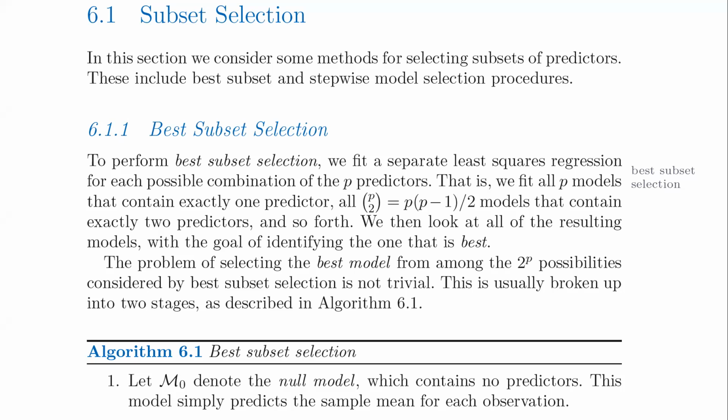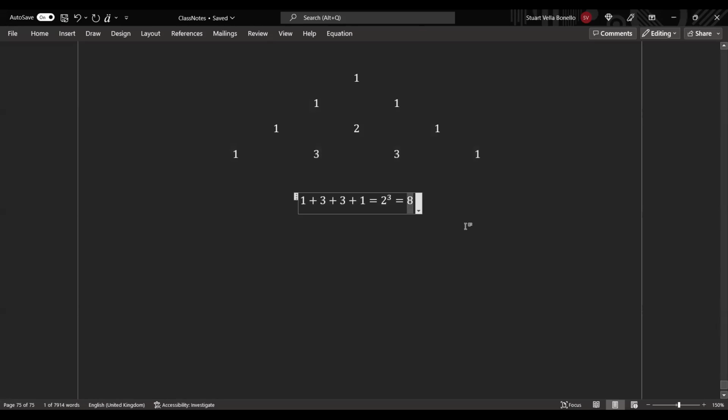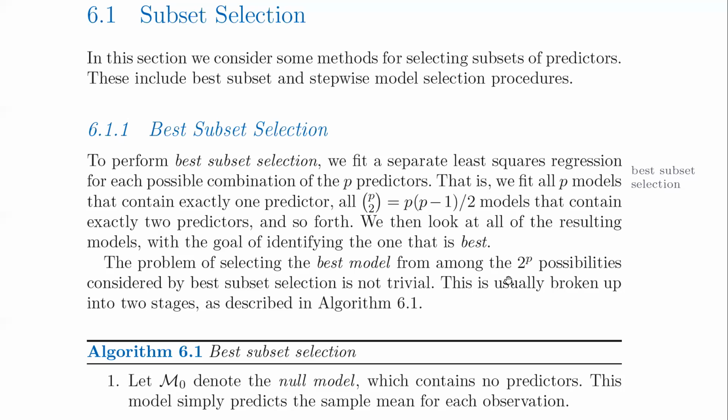So you're going to perform this fit how many times? Well, it will be 2 to the power of p, right? Just like we said, 2 cubed. We then look at all of the resulting models with the goal of identifying the one that is best. So if you have three predictor variables, you're going to create 8 models. And then, for example, you'll compare their mean squared error, and that would be maybe the best model.